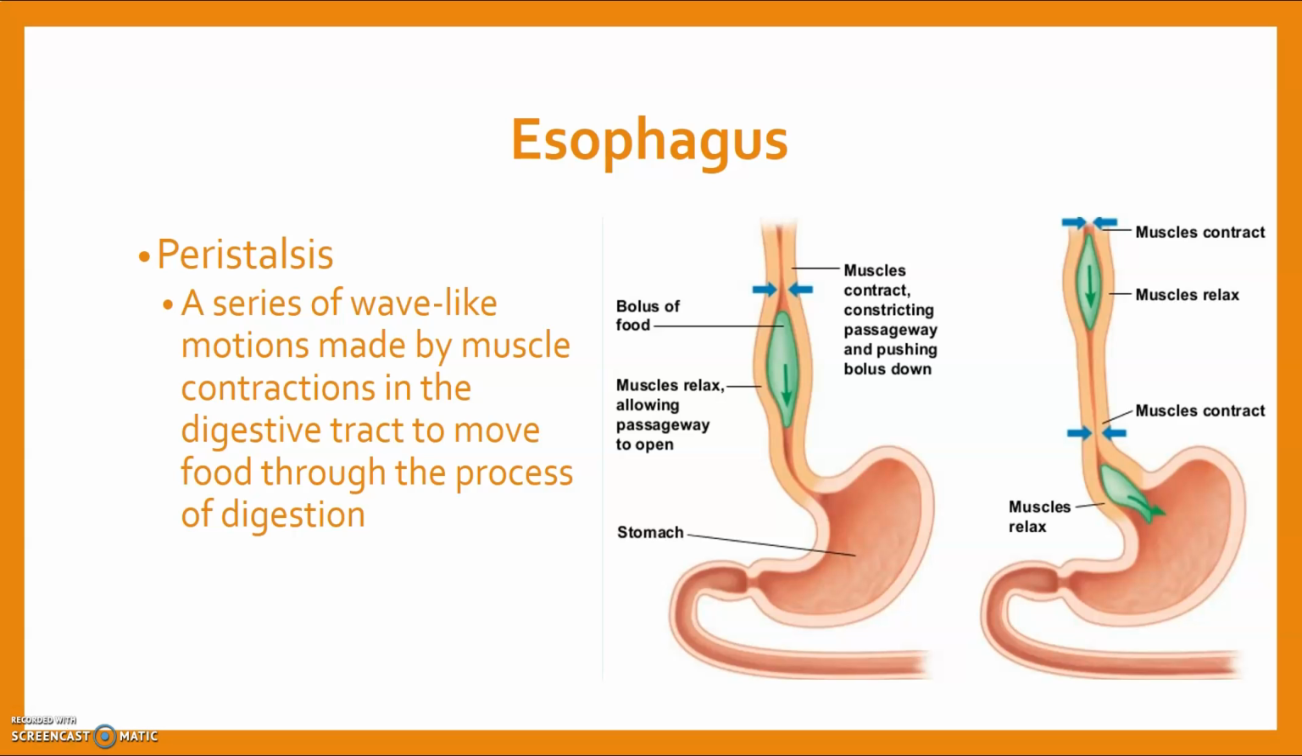So let's take a look at the illustration here. You can see that as the muscle contracts, this is going to close off the esophagus and push the food, or push that bolus, down. Then the muscles are going to relax, which allows the passageway to open so the food can continue to move. But it's this constant rhythm of muscles contracting and muscles relaxing that helps to move that food down the esophagus into the stomach.